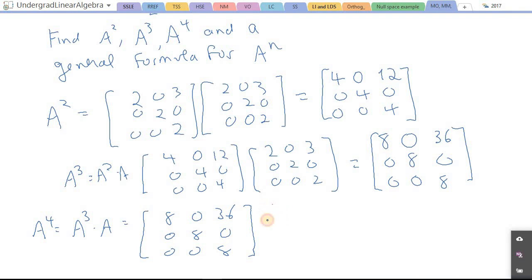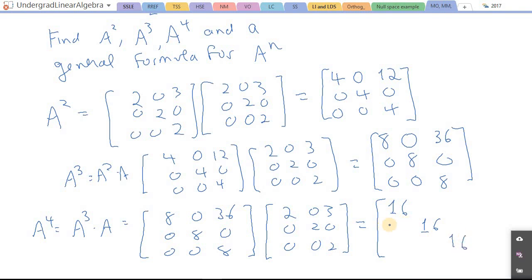Okay. And then that's going to be times 2, 0, 3, 0, 2, 0, 0, 0, 2. All right. And if you do this, you can see that on the diagonals, you're just going to get 16 on the diagonals. And all these other entries are going to be 0, except for this one problematic entry here.